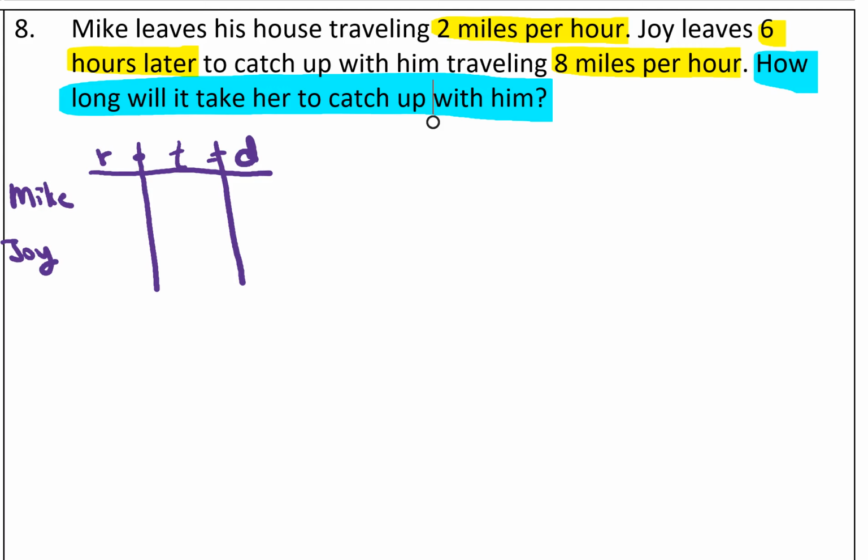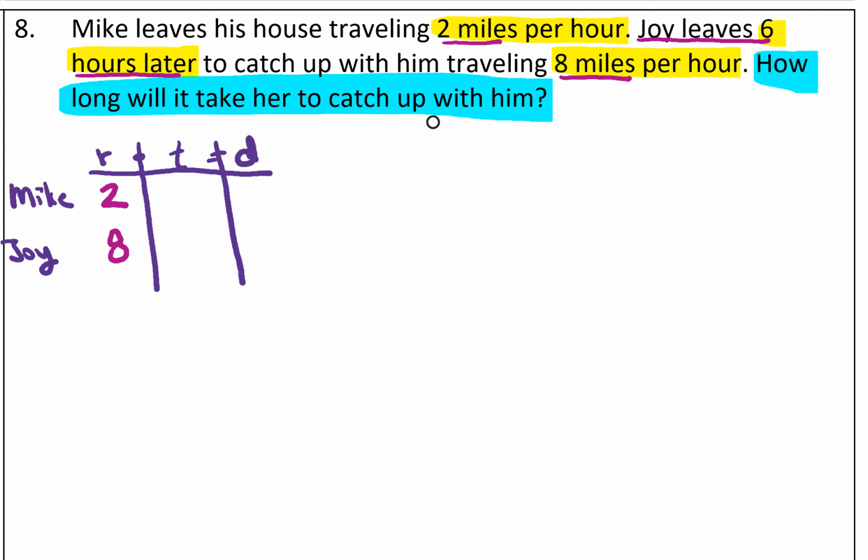So we know that Mike goes at a rate of 2 miles per hour. We also know that Joy is traveling at a rate of 8 miles per hour. And then we know that Joy leaves 6 hours later to catch up with Mike.